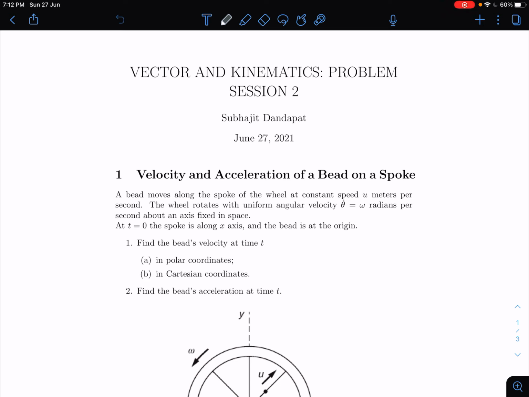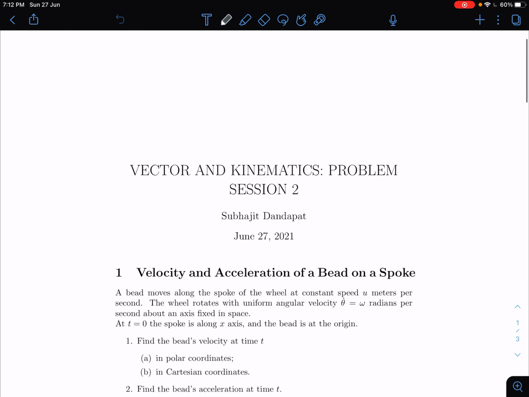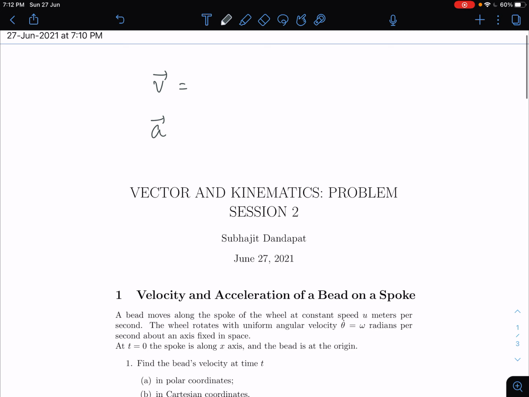Till now we have discussed the generalized expression for velocity and acceleration for any kind of zigzag motion or any non-uniform circular motion. So we'll apply that formalism to the few problems that we are going to discuss here. The first thing is to remember the expression for velocity and acceleration for this kind of motion, that we have already derived earlier.